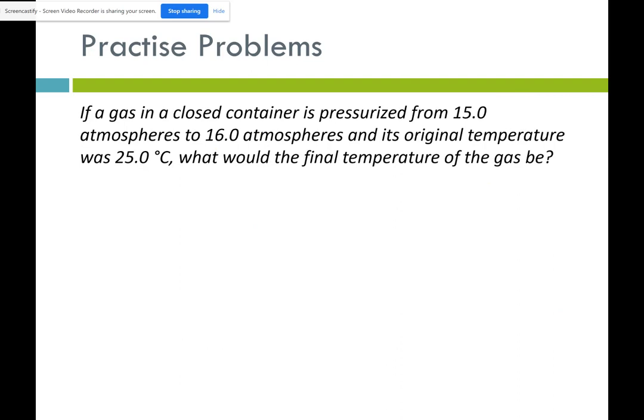Okay, one last one. This says if a gas in a closed container is pressurized from 15 atmospheres to 16 atmospheres, and its original temperature was 25 degrees Celsius, what would be the final temperature? So its initial pressure was 15. It was then increased in pressure to 16, so that's my P1 and my P2. The initial temperature was 25 degrees Celsius, so that's my T1. I'm trying to figure out here what my T2 is. So I only have one temperature I need to convert.